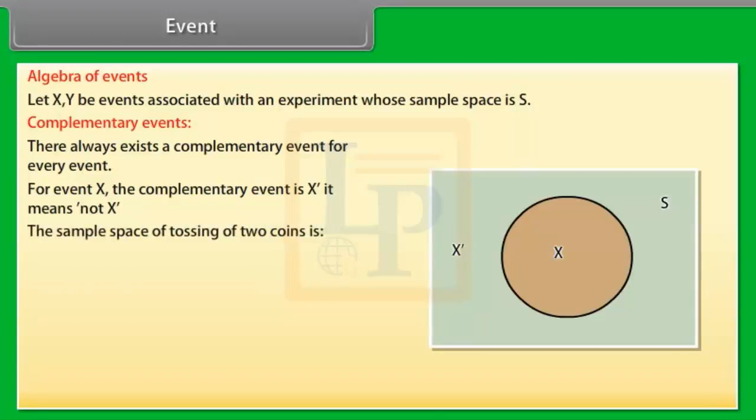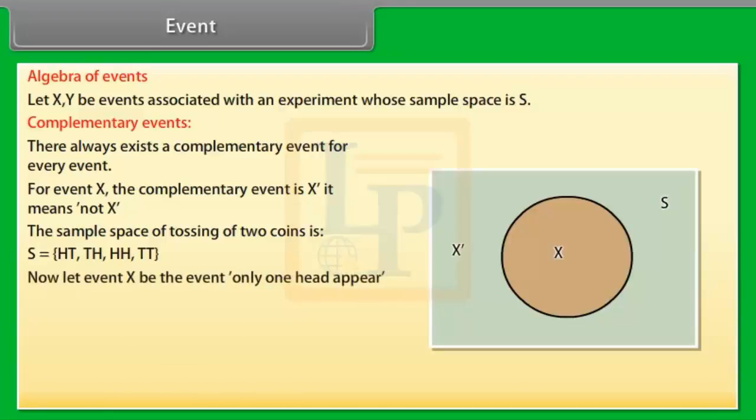The sample space of tossing of 2 coins is S is equal to {HT, TH, HH, TT}. Now let event X be the event only one head appears. X is equal to {HT, TH}. The complementary event X dash is equal to {HH, TT}.